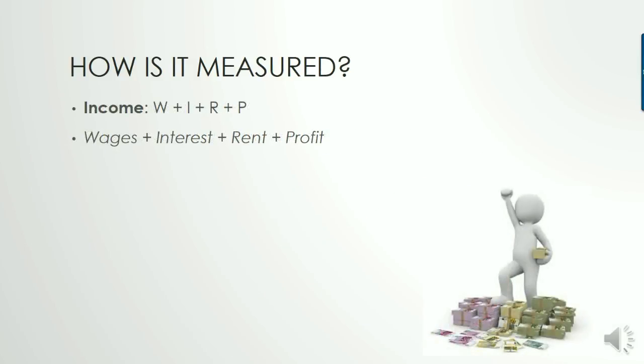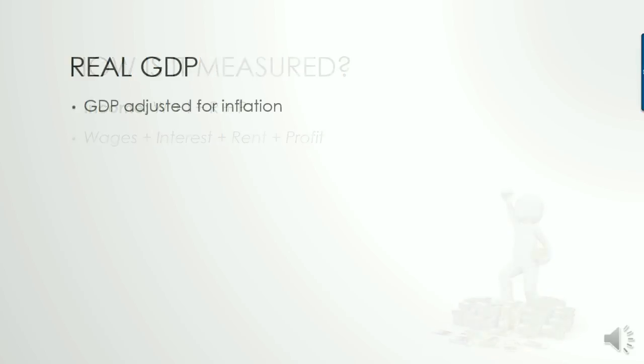The second way GDP is measured is the income approach, which is also known as WIRP: wages plus interest plus rent plus profit. That is just another way to measure GDP.